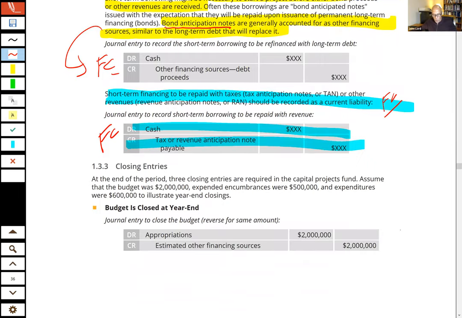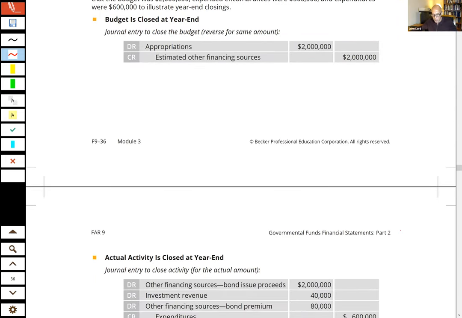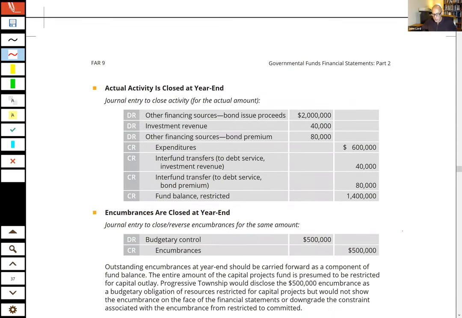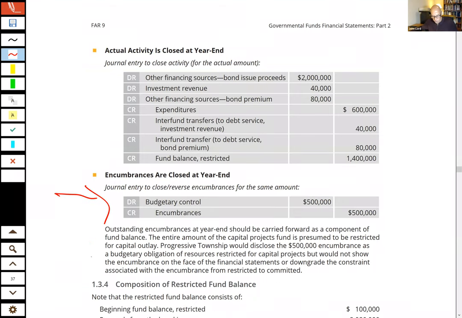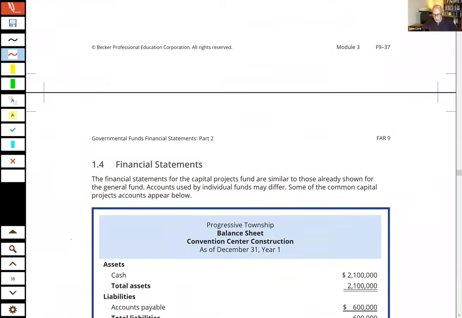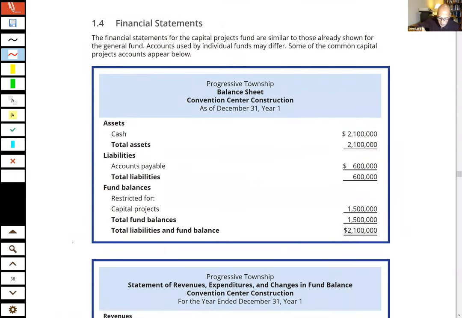Okay, good. Now we've already seen closing entries, guys. You close your appropriations, you close all your actual activity, you close any outstanding encumbrances, and I already showed you that journal entry a couple minutes ago. So just remember those closing entries. We talked about that in the context of the general fund, a couple times ago or last class maybe.